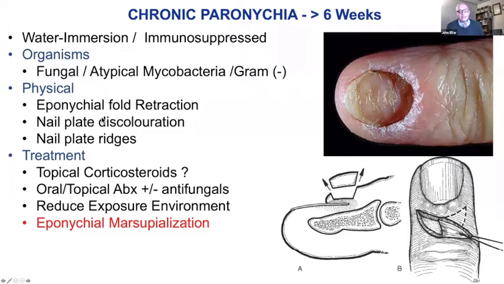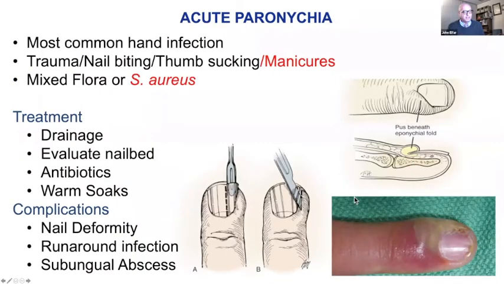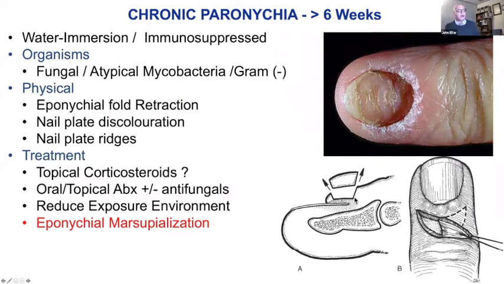One of the elements of treating these is called marsupialization, and this is what that is. It's actually removing the skin over the nail fold, not removing the nail matrix. That's what this picture is supposed to depict, and here as well. Just doing this actually prevents these infections from continuing. They call this eponychial marsupialization.